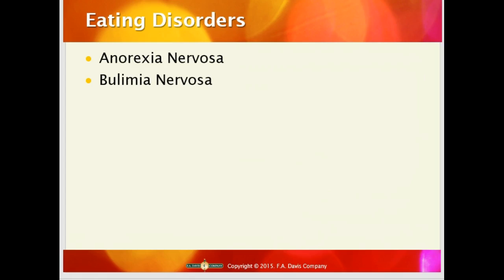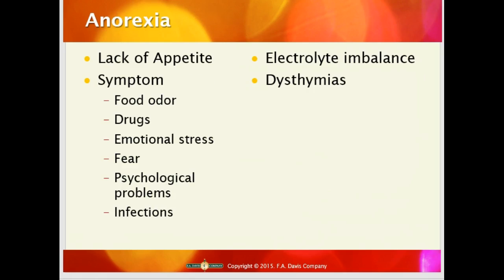Your eating disorders consist of anorexia nervosa and bulimia nervosa. Anorexia is a lack of appetite. This could be because of food odor, drugs, emotional stress, fear, psychological problems, infections, electrolyte imbalance, or dysthymia. Prolonged anorexia with an inadequate nutritional intake can lead to serious electrolyte imbalances, and that can lead to cardiac arrhythmias.